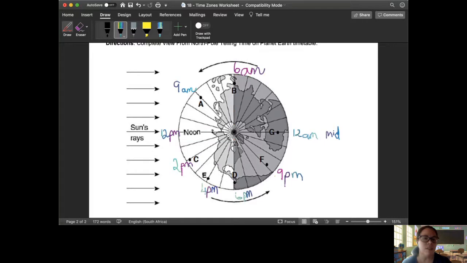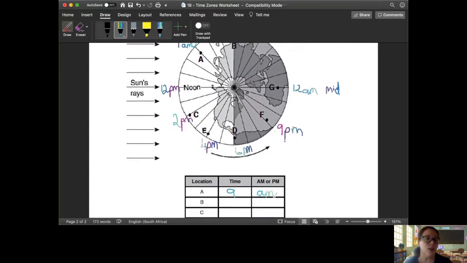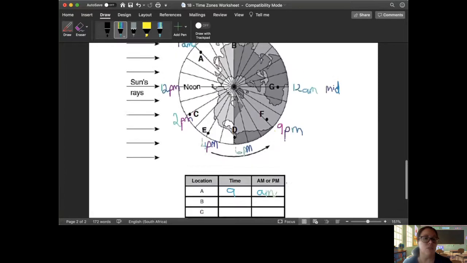You can see that 6 and 6 are across from each other. Okay, you've got 7 a.m., 8 a.m., 9 a.m. at A, 10 a.m., 11 a.m., and then 12 noon again. And so it goes round and round and round. Okay, and if you want to fill in down here properly, so you've got it, you write down the time underneath here, so 9, and whether it is a.m. or p.m. down here, so that you can fill that in too.